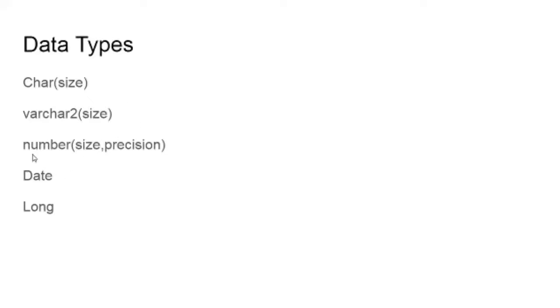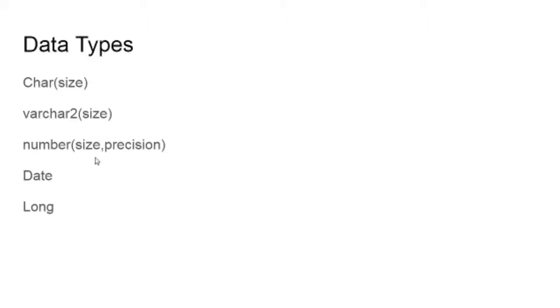After that we have the number data type, which stores number data, and the date data type, which stores the date, that is month, year, and all those things related to date. And long, which is used to store a larger amount of data, allows up to 2 GB of data. So these are the data types we have. Basically we use these kinds.